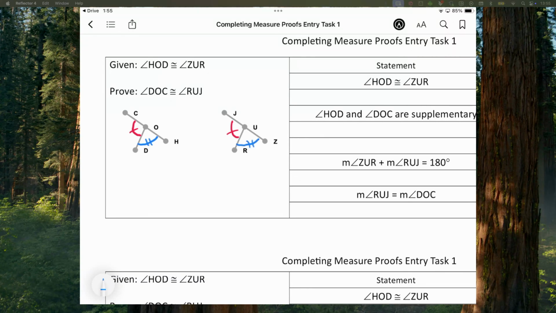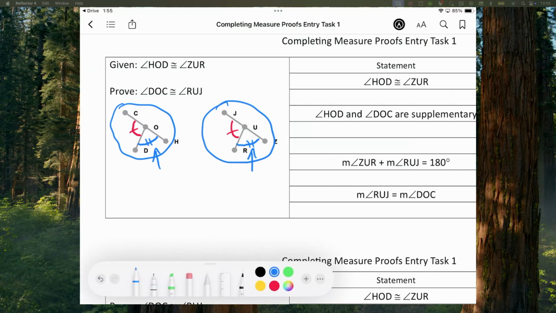So planning this proof, what I would end up doing is saying, oh look, those are both equal to 180. Those together are equal to 180, and those together are equal to 180. Since we know that these two are congruent, and they add up with the red ones to be 180, then the red ones must be the same also. And so we're going to go through the steps on the proof to show that.